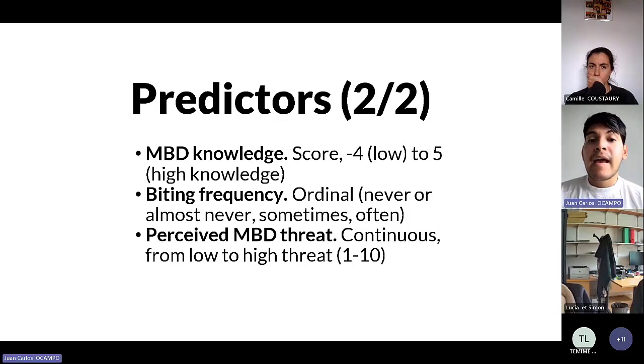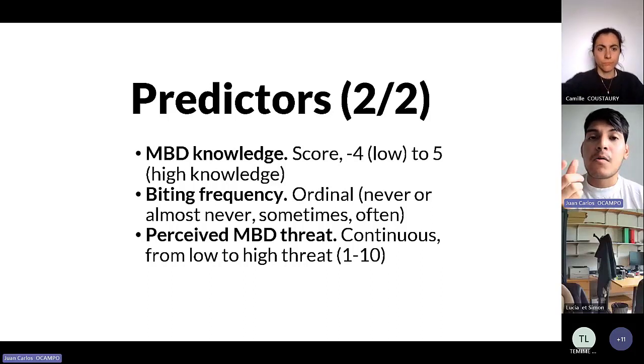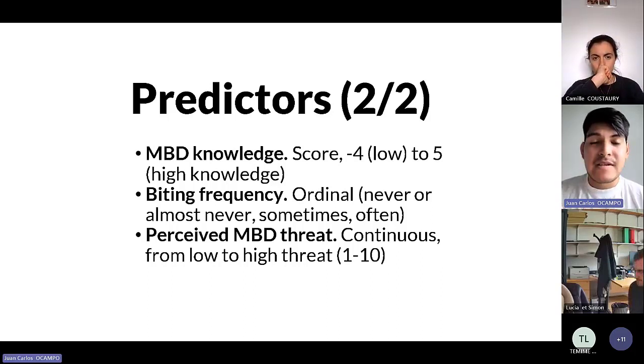And we got a few more. MBD knowledge score goes from very low, which is -4, to high knowledge, which is 5. This combines two questions. One, knowing that not all mosquitoes bite. And two, knowing which diseases are vectored by mosquitoes, given a list, and not identifying wrong diseases such as, say, diabetes. We can talk about that variable at the end. I'm very happy to go more in depth on that. We just wanted to have a quick variable to summarize what MBD knowledge is, which is again a very hard task to do.